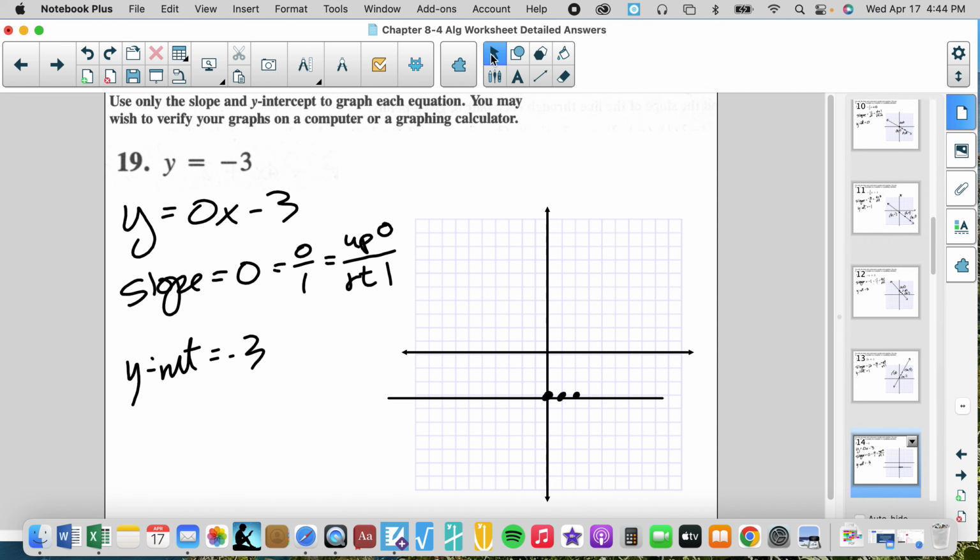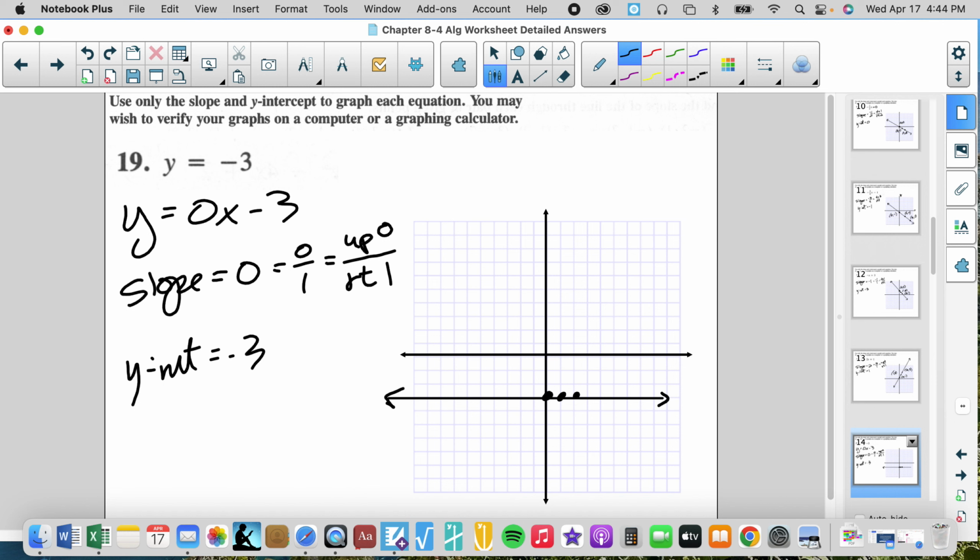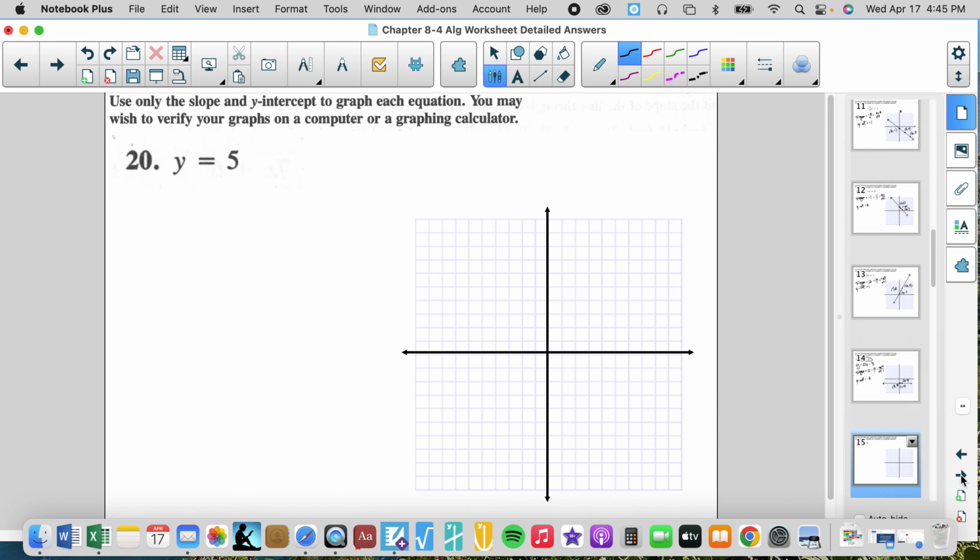And we had talked about that being a horizontal line. When you only have one variable and it is y, it's going to go through the y-axis at negative 3. So 0, negative 3; we have 1, negative 3, and we have 2, negative 3. It doesn't matter what you plug in for x, y is always going to equal negative 3. And that's what it says: y equals negative 3.